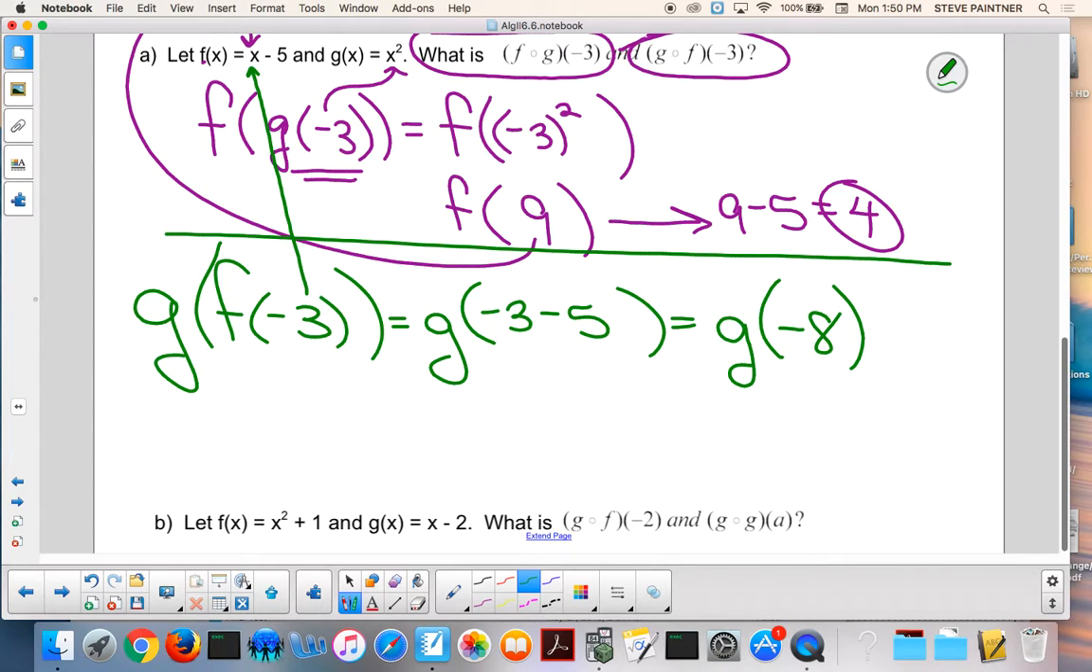Now put the negative 8 in function g. Well, function g is right there, guys. Put it right here. What am I going to do to it? It says take x and do what? Square it. Will that be negative 8 squared? What's the answer?